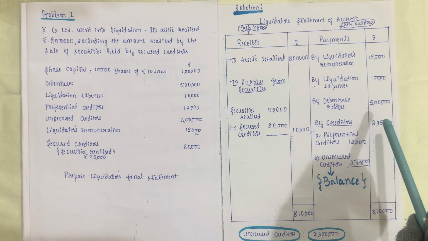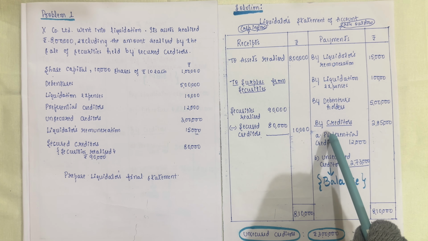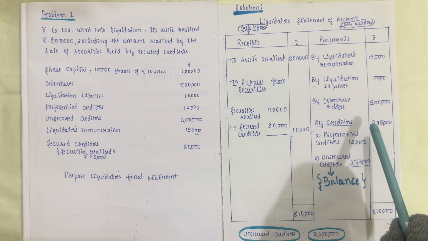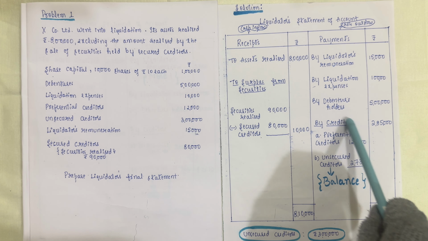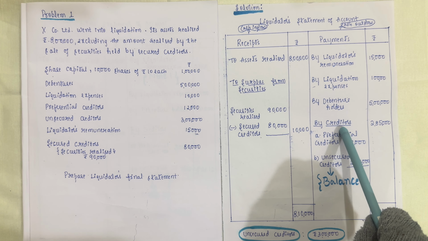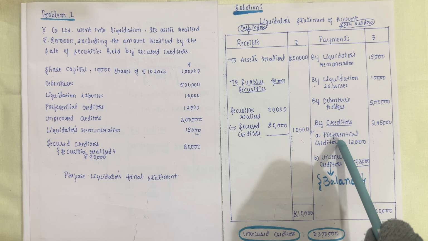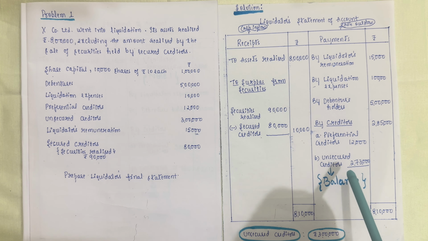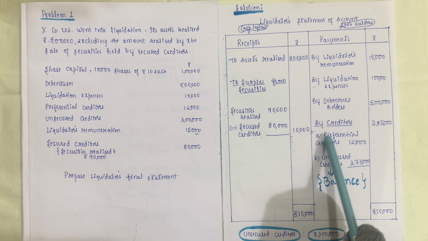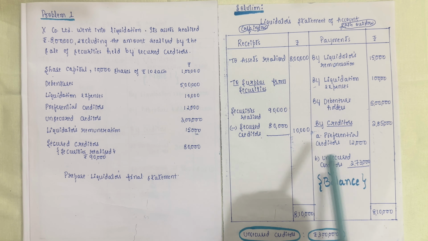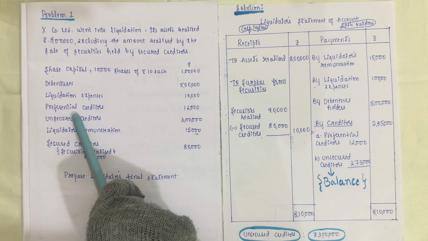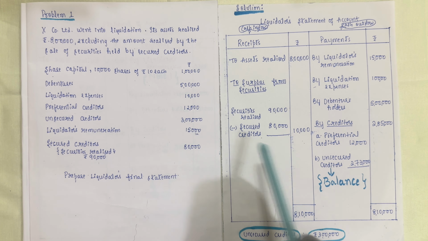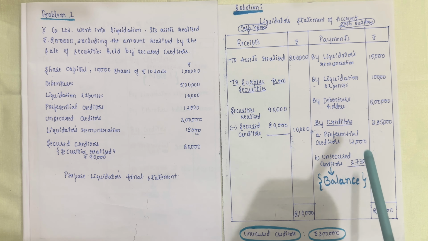Now, if you observe, the next people that we have to pay are creditors. Under creditors, we are talking about the unsecured creditors. Under that, separately we write preferential creditors and unsecured creditors. I have explained this in the last videos. Have they mentioned preferential creditors in the question? Yes. Here we have preferential creditors 12,000. Just fill it in. 12,000.